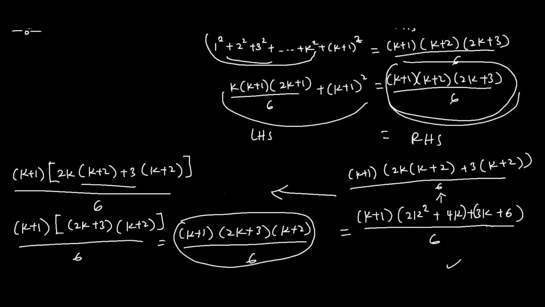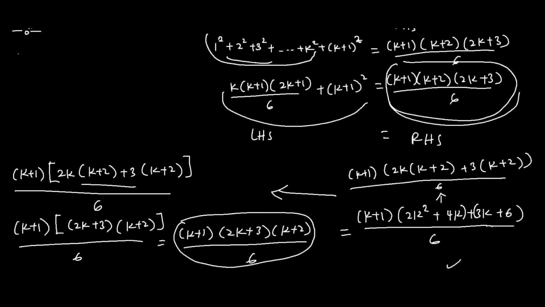You have k plus 1 in it, you have 2k plus 3 in both also, and then you have k plus 2 in both. So therefore we have been able to prove that the value on the left hand side is equal to the expression on the right hand side when you have n equal to k plus 1. So therefore the statement is true for all n values greater than or equal to 1.